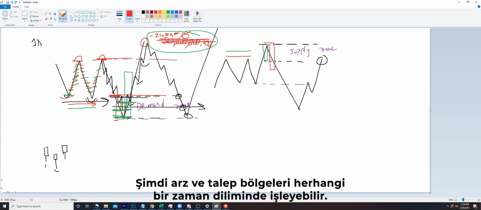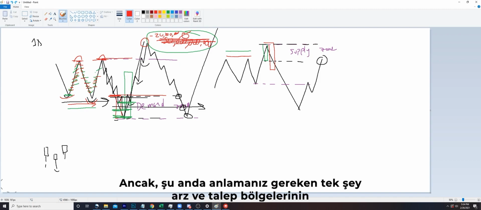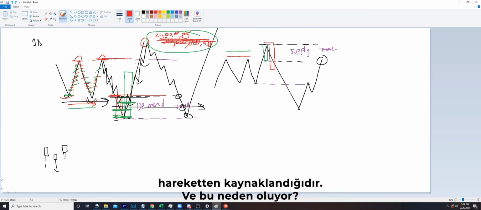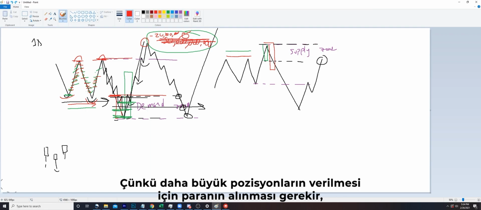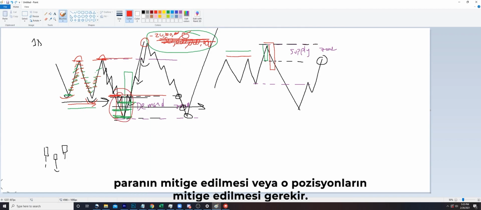Now, supply and demand zones can operate on any time frame, and we'll look at refinements in a future subsection. However, all you need to understand now is that supply and demand zones are caused by the final up movements before the down move and the final down movement before the up move. And why does that happen? Because money needs to be taken for larger positions to be granted, and money needs to be mitigated out of, or positions that they use to get into those positions need to be mitigated out of before a real move can happen.